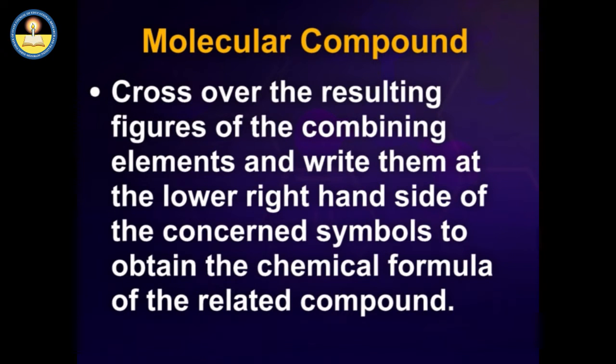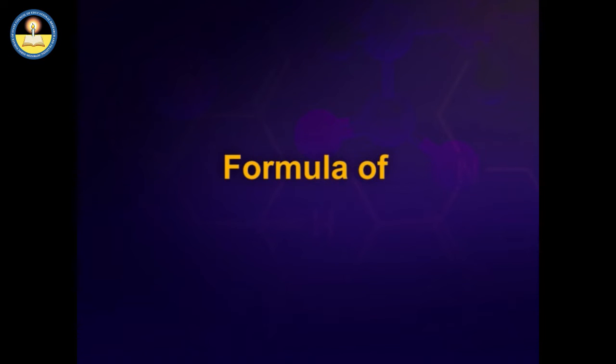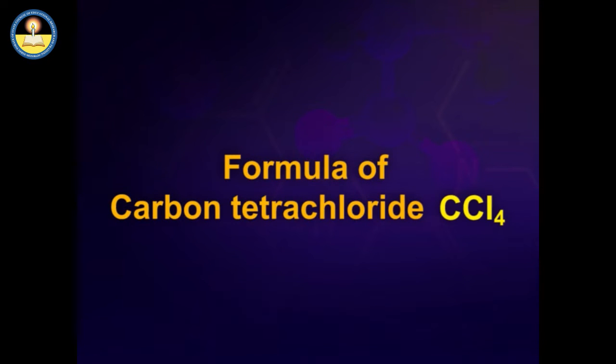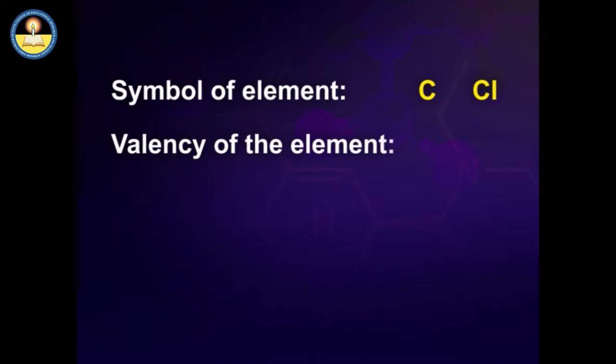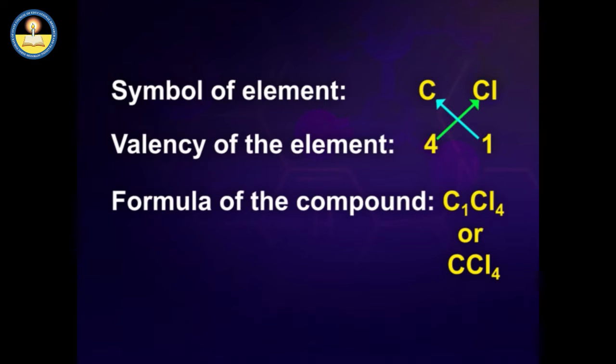Let us take an example. Formula of carbon tetrachloride can easily be obtained by following the steps we have discussed right now. Symbol of the element is C Cl. Valency of the element is 4, 1. Therefore, formula of the compound is CCl4.